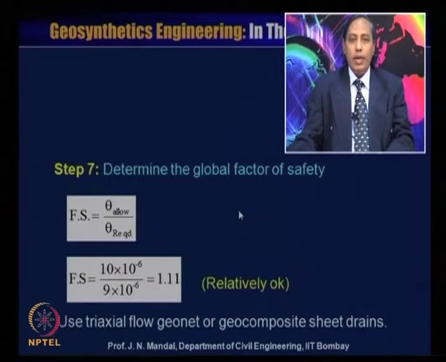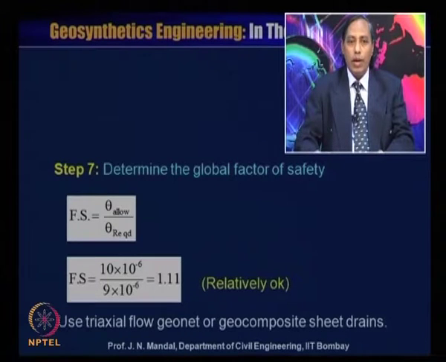Now, step 7, determine the global factor of safety. Factor of safety is equal to theta allowable by theta required. We know theta allowable is 10 into 10 to the power minus 6, and theta required is 9 into 10 to the power minus 6. So, you get a global factor of safety of 1.11. This is relatively low, but it is okay.